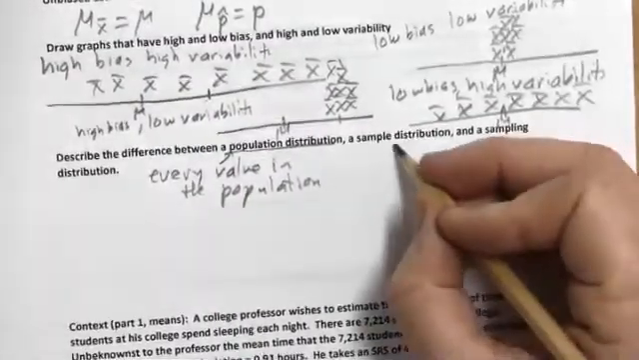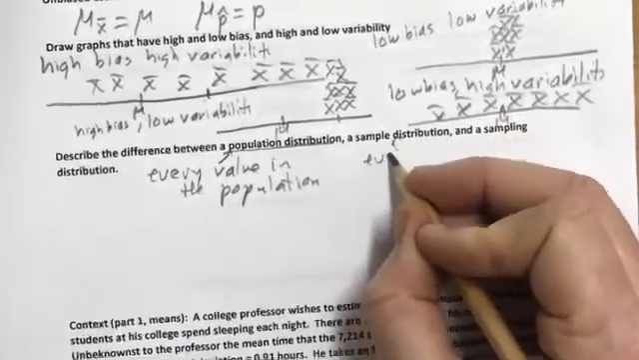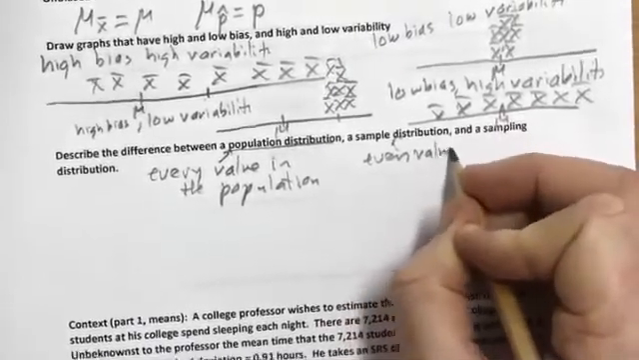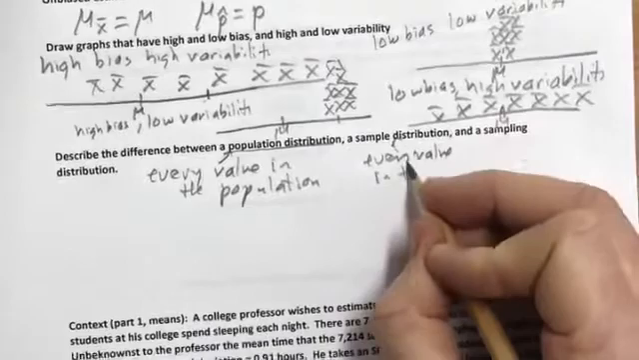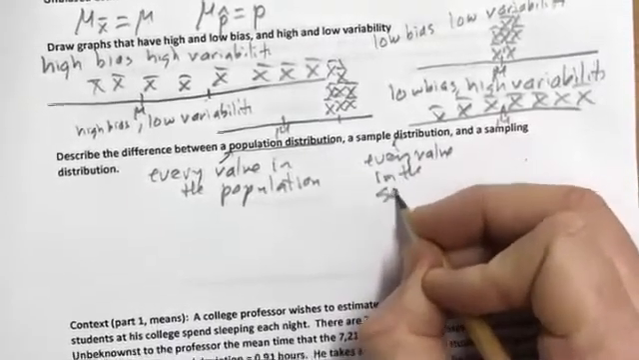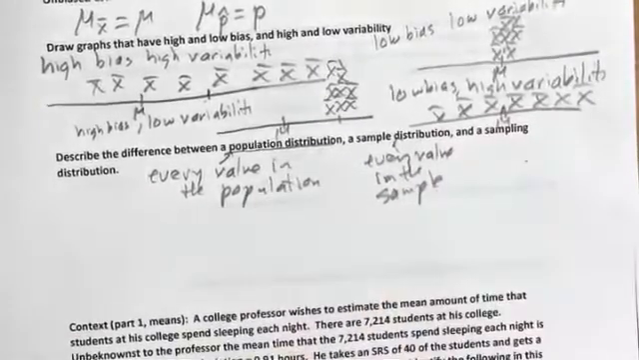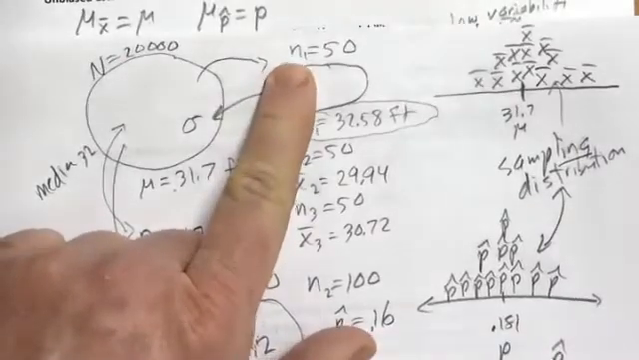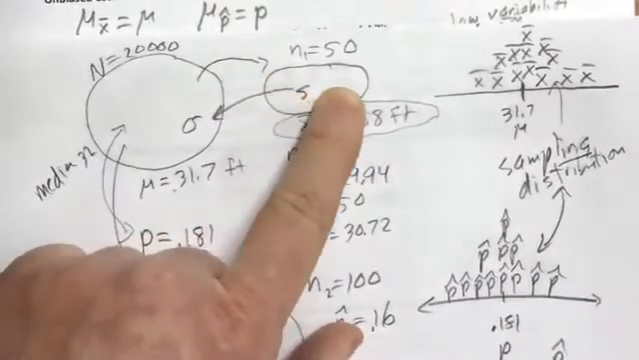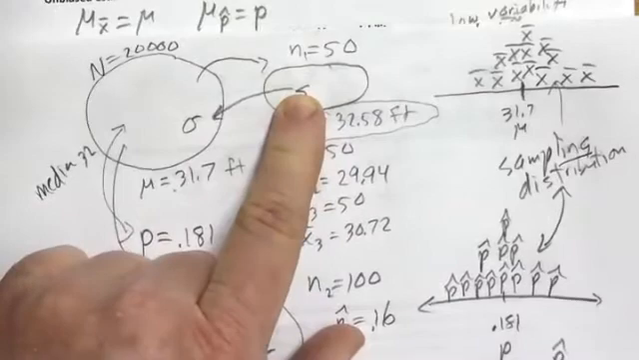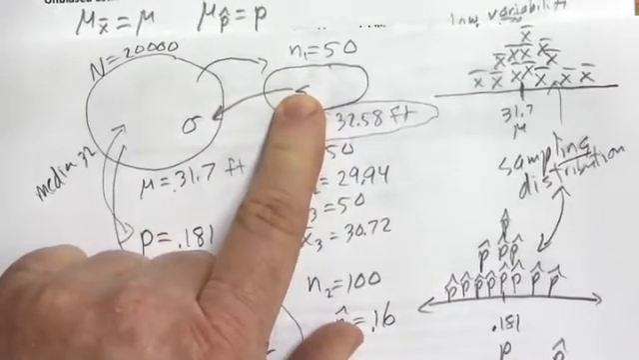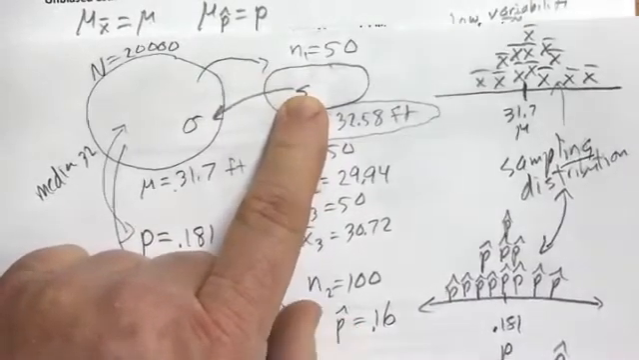All right, what is a sample distribution? It is every value in the sample. So the sample distribution, like in this example, would be the heights of these 50 trees that were in the sample. So it would be 50 numbers. That would be the sample distribution.